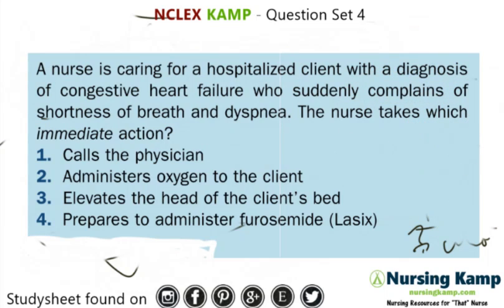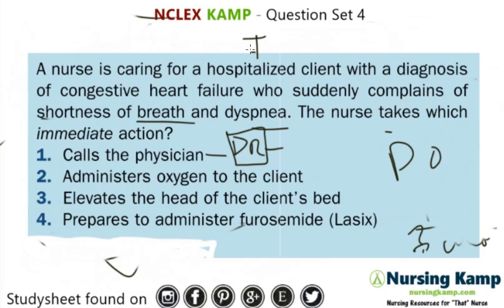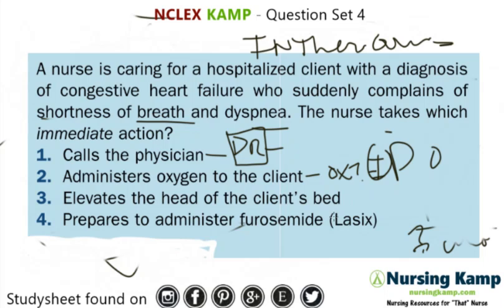The nurse takes which immediate action? What am I going to do? I can call the doctor. Well, is there anything I could do in the room first? I'm going to give oxygen. That doesn't sound bad, so it's an implementation. Next one. Elevate the client's head of the bed. Implementation. Prepare to administer Lasix. Implementation. All right, so I have 3 implementations.